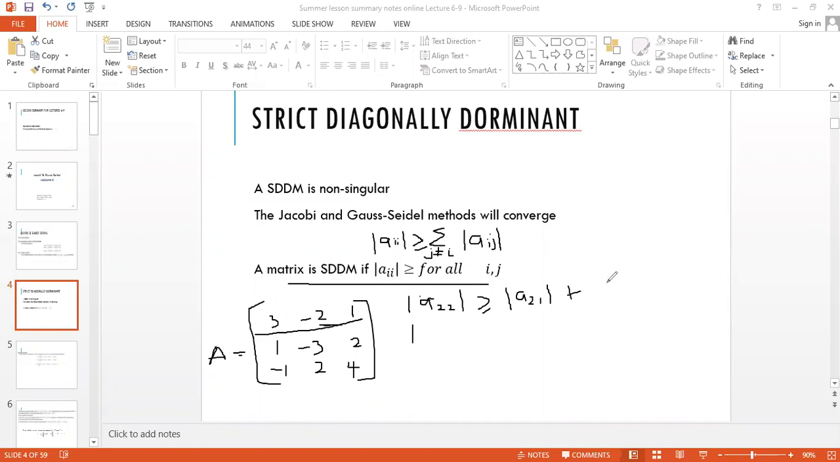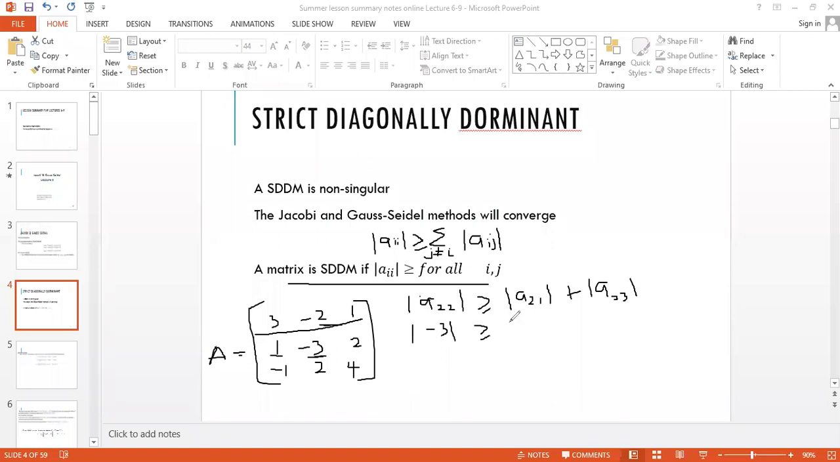Plus absolute of A(i,j). j has the values 1 and 3. It cannot be 2. Okay, so A22, this is A22. So we have absolute of -3 is greater than or equal to absolute of what? A21. Is it 1?